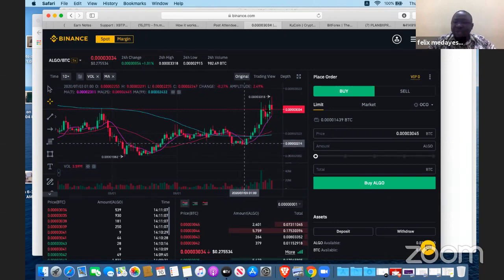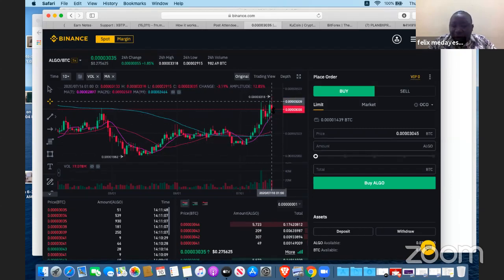I won't buy this coin now because there are more chances that people have taken profit from where they bought here and bought here, because it has now gotten, this is the support. I will allow the coin to still come down more. That's what I mean by support.